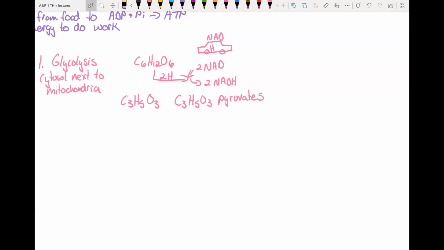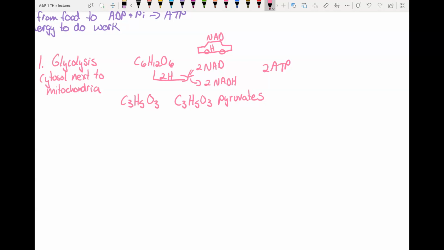When you break the glucose in half, it does release a little bit of energy, and you have a net gain of 2 ATP. Now, it actually releases 4 ATP, but breaking it uses energy. You have to use 2 in order to break it and get 4. So your net gain is 2 ATP. That's glycolysis. Take a glucose, you pull 2 hydrogens out, put them on your carriers, break it in half, you get 2 pyruvates, 2 ATP.